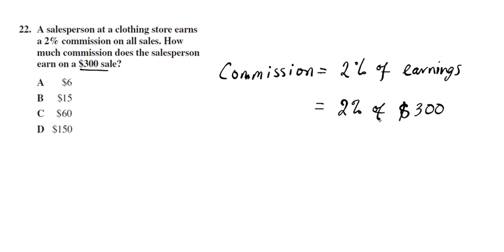Let's translate this into mathematical form and then find out what 2% of 300 is. 2% is 2 over 100. Of is multiplied by 300. The identity for division is 1, so I can put a 1 under here. It doesn't change the problem. So I can divide by 100 or just cancel out the zeros. Canceling out those zeros means I'm dividing by 100. I'll multiply across and we'll get $6. So the commission is $6, and our answer for number 22 is A.